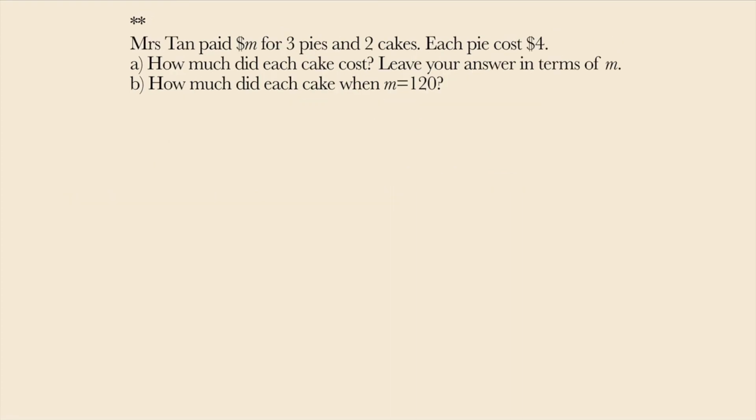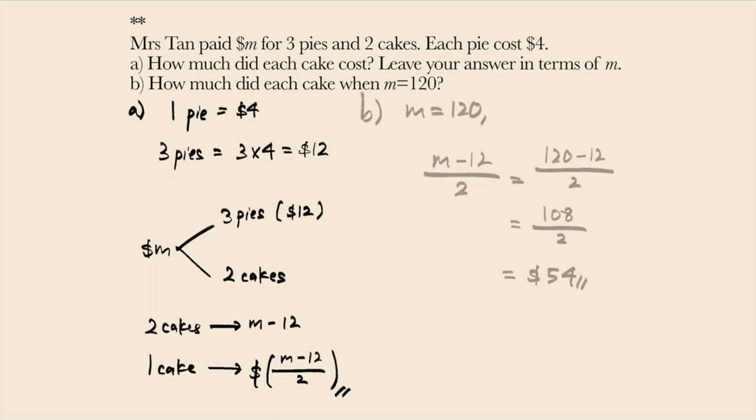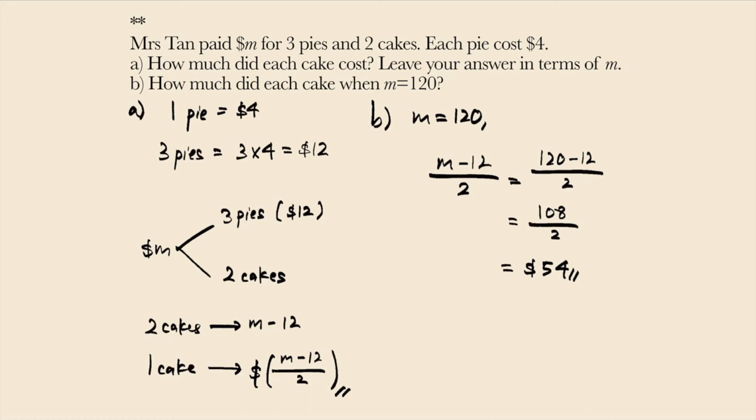Mrs. Tan paid M dollars for 3 pies and 2 cakes. Each pie costs $4. Now, we realized that we can find 3 pies. The cost of that will be 3 times 4, yeah? Okay, how much did each cake cost in terms of M? So if 1 pie is $4, 3 pies would be 12. Given that we had M dollars at first, and this is $12 spent on the 3 pies, then 2 cakes must cost M minus 12. There you go. What's the cost per cake? That would be M minus 12 divided by 2. Now, the cost of each cake when M is 120 is therefore $54.